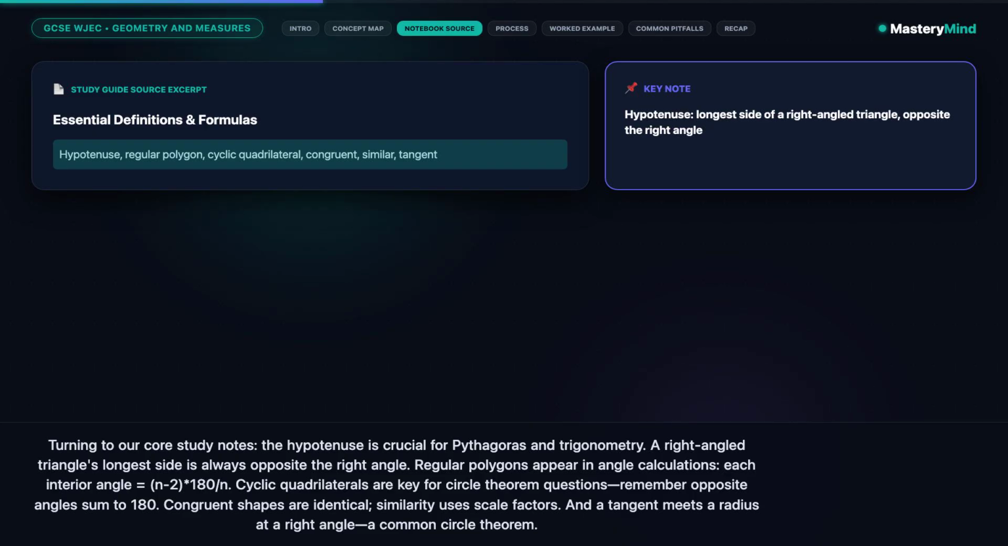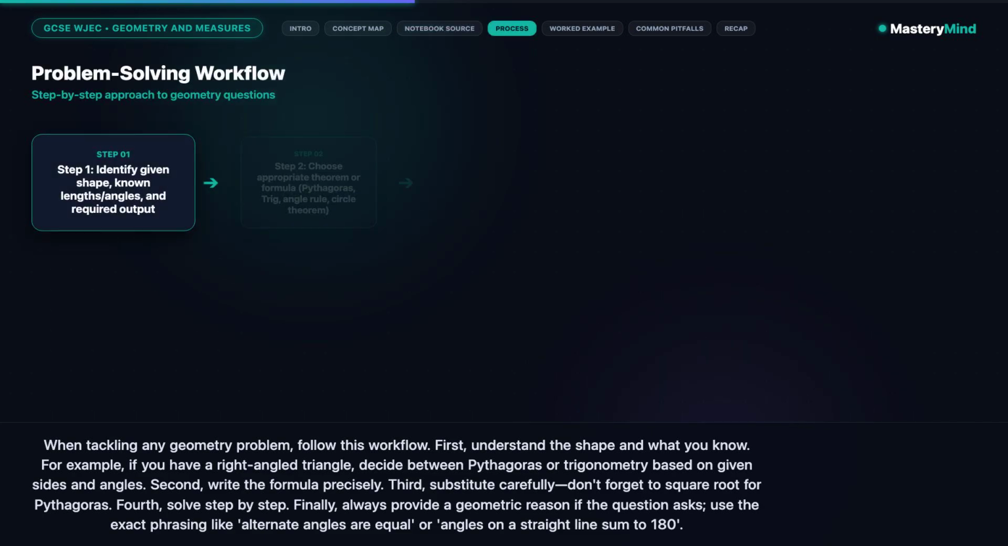Regular polygons appear in angle calculations. Each interior angle equals (n-2) × 180/n. Cyclic quadrilaterals are key for circle theorem questions. Remember opposite angles sum to 180. Congruent shapes are identical, similarity uses scale factors. And a tangent meets a radius at a right angle, a common circle theorem.